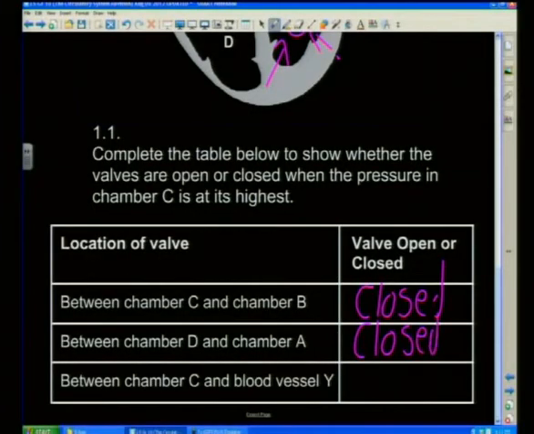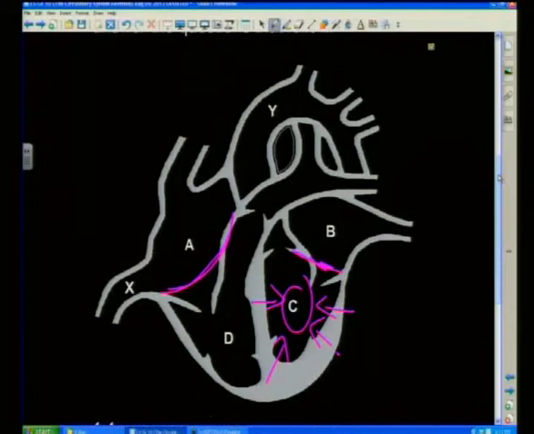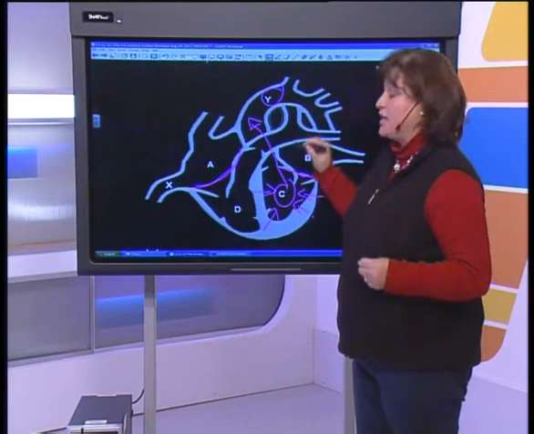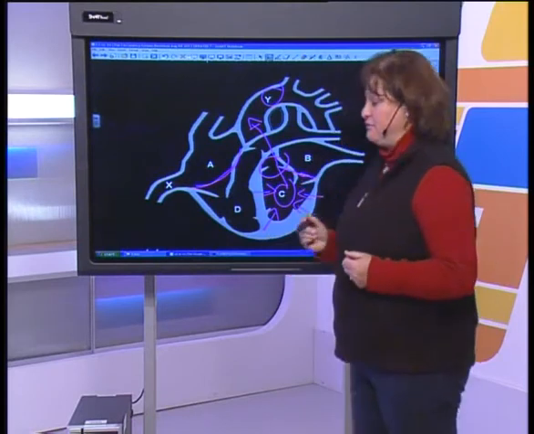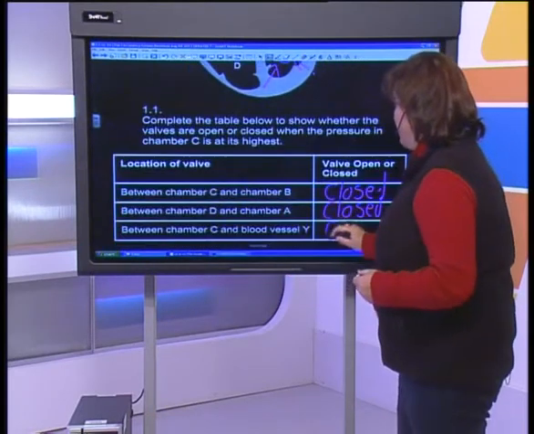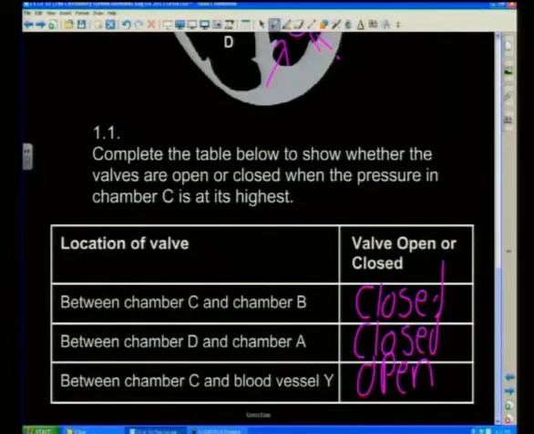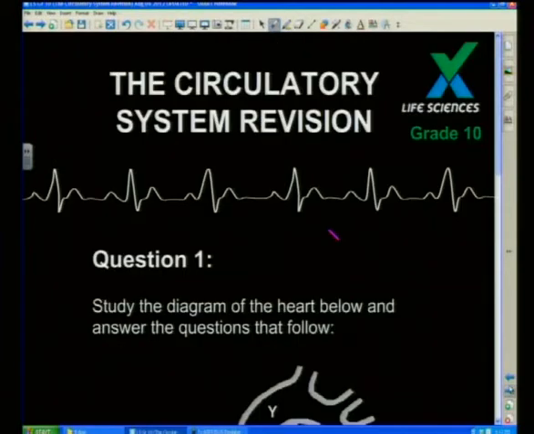Now we are going to look at vessel Y. If we go back up again here, where do we want the blood to go? We want it to go out of the ventricle into the aorta, and Y is the aorta. So if we want to get into the aorta, it would make much more sense if our valves were open, our semilunar valves, our aortic semilunar valve to be specific on this one. So our answers there would be the atrioventricular valves closed, and our semilunar valves are going to be open. Okay, let's carry on with the next question.